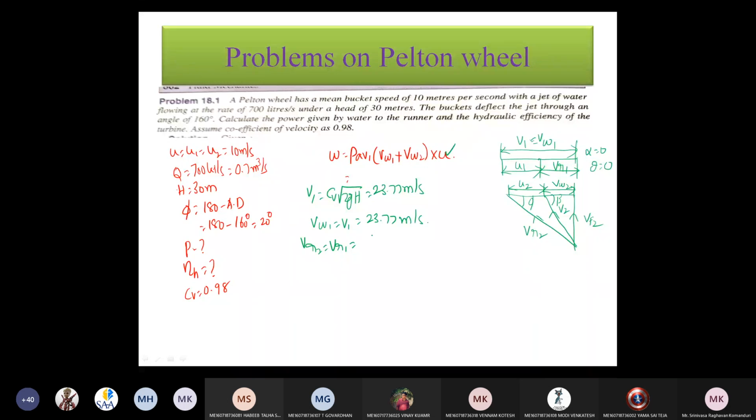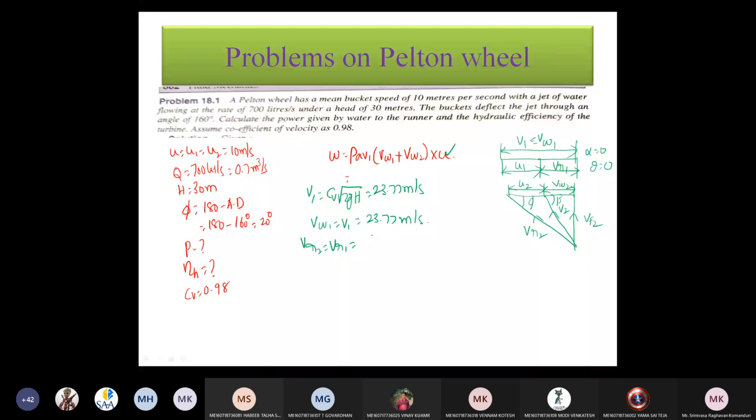But after finding out the value of VR2, how to find out the value of VW2? Look at the outlet velocity triangle. If you look at the outlet velocity triangle, we know one angle. What is that angle? Phi. If you know the phi value, then the triangle is a right angle triangle. So we can apply.